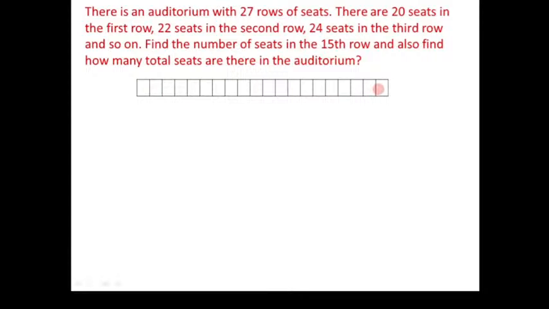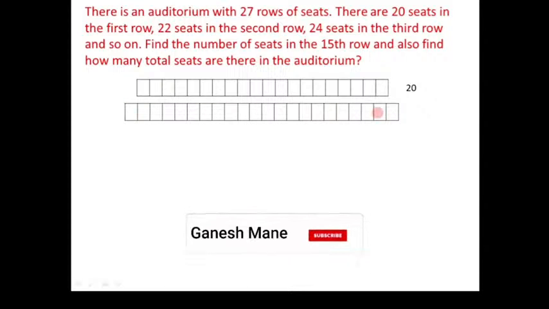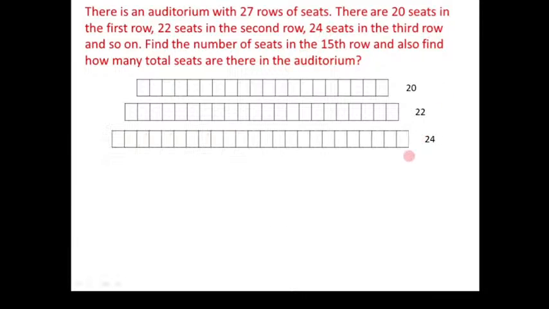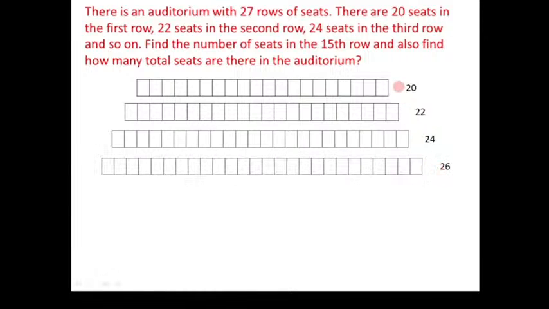So let us consider this as the first row in that auditorium which has 20 seats. Then there are 22 seats in the second row. So let this be the second row which has 22 seats. Then we have 24 seats in the third row. Then by this the fourth row must have 26 seats. And the number of seats are increasing by 2 in each row than the previous one. In this way, there are 2 more seats in each row than the previous one.